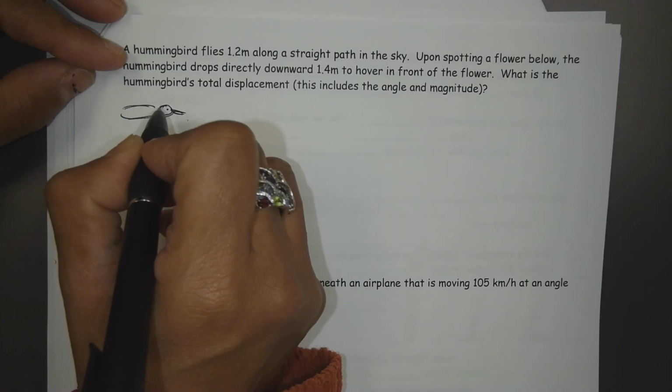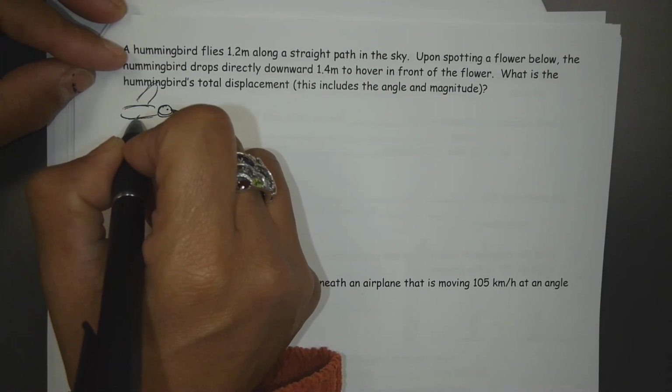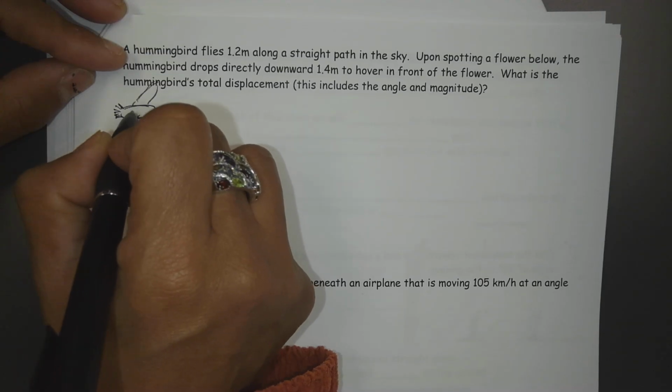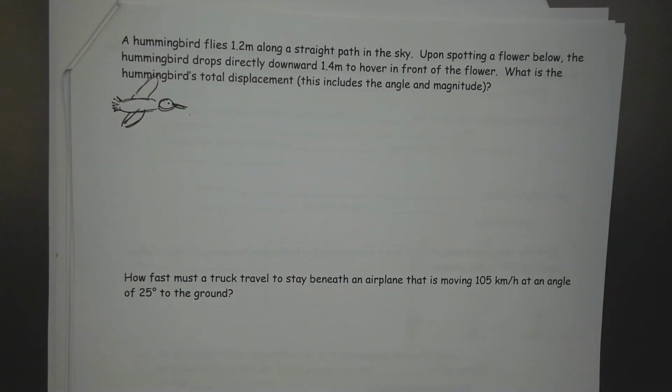It's got a long little beak. It's got little feathers. There's my hummingbird. All right.